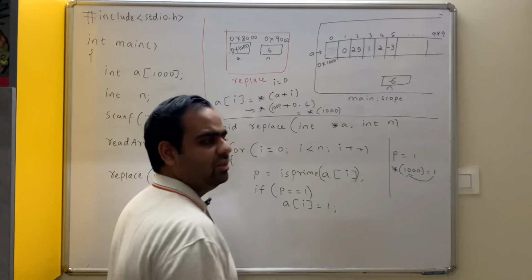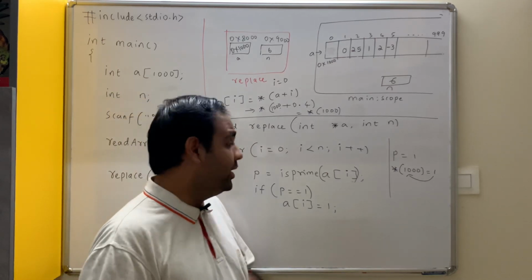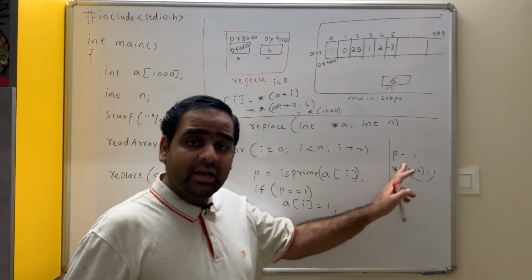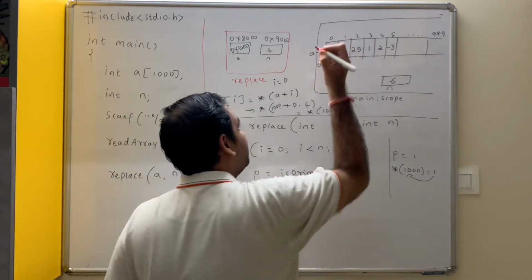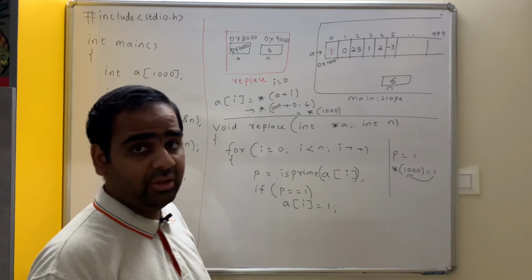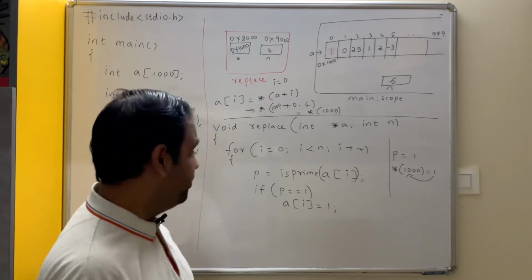And what does it mean? Whenever star, the dereference operator, is on LHS of equation, it means go to address 1000 and store 1. And where is address 1000? It is in the main scope. It has stored 1. I hope you are understanding it.